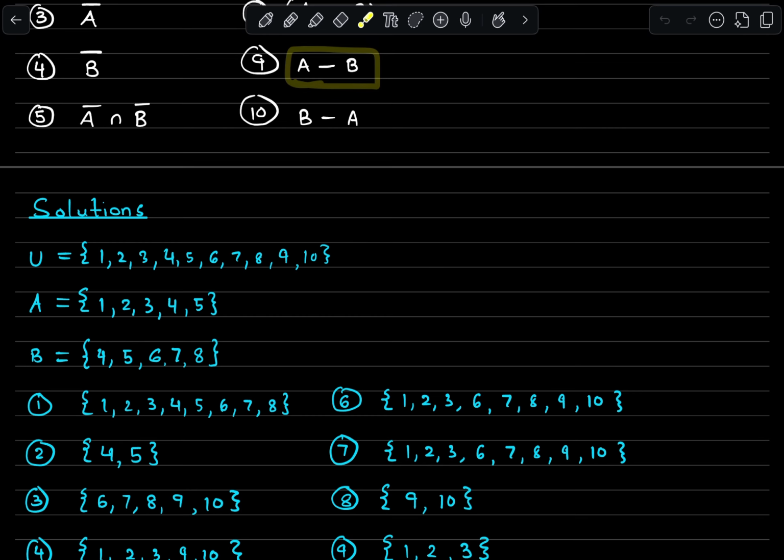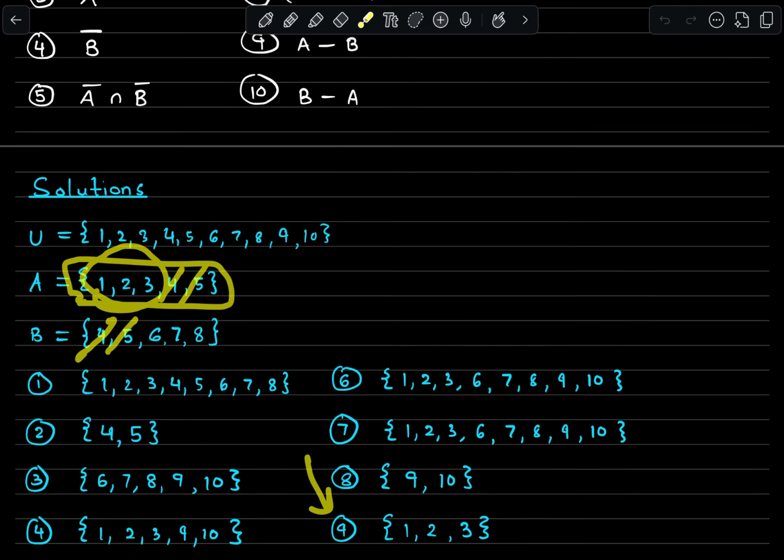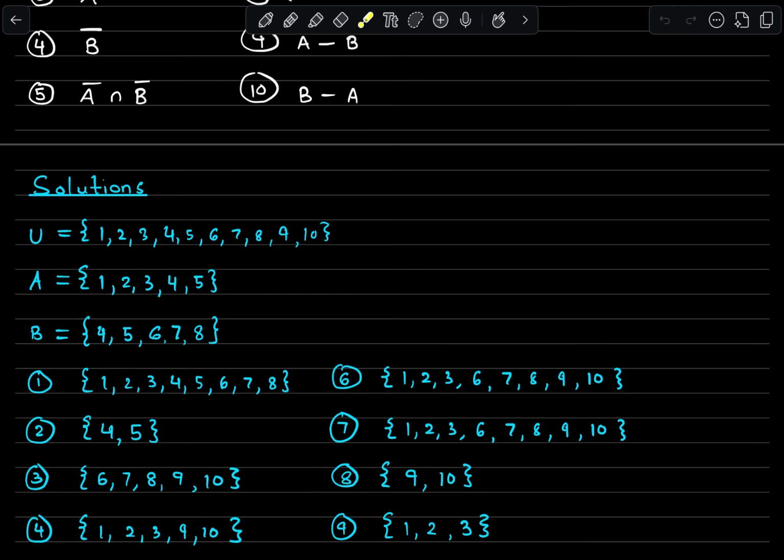So number 9 is asking for the difference of A and B. So everything in A, take away whatever's in B. What they share in common is 4 and 5. So that will just be 1, 2, and 3 once we take those away.